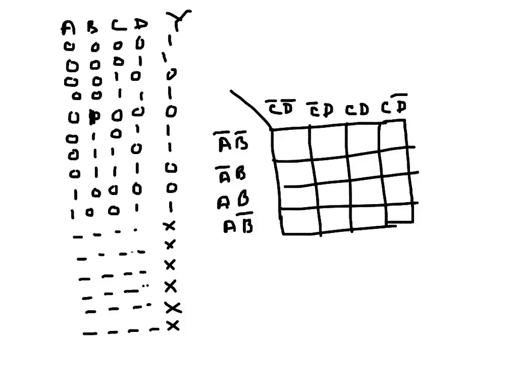Okay, so don't care conditions are the conditions that appear because of the situation when, in a truth table, those input conditions don't occur at all. So here, these input conditions do not occur, so it doesn't matter what the outputs are. In our design we can assume them to be 1 or 0.